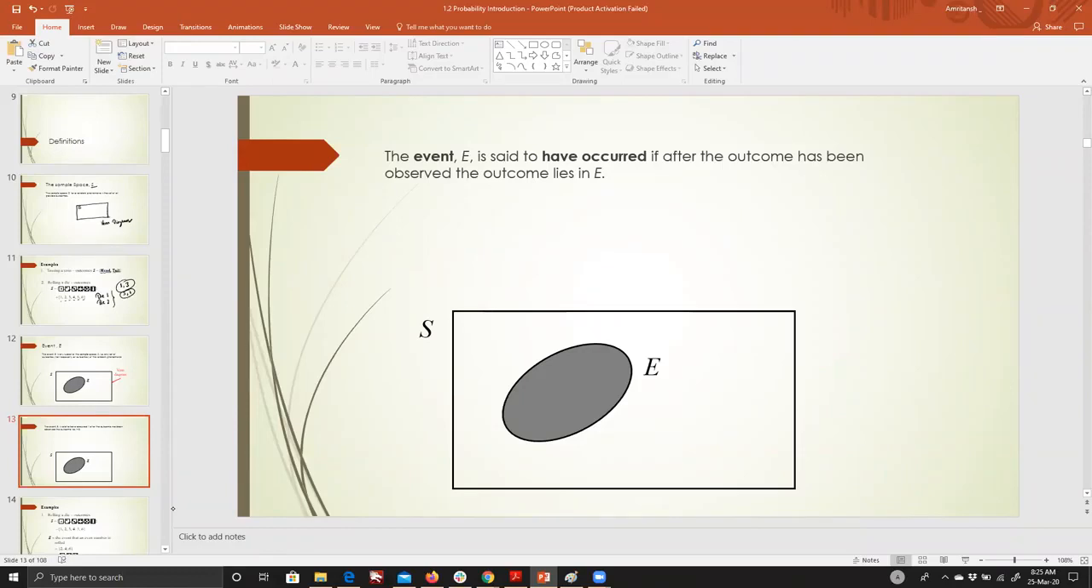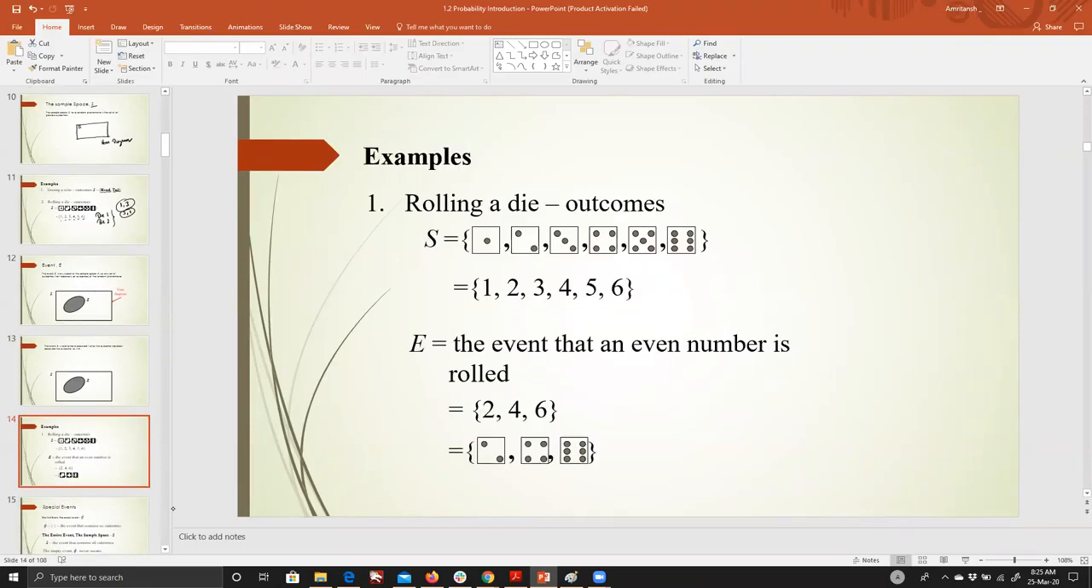So event E is said to have occurred if, after the outcome has been observed, the outcome lies in E. Let's take an example to understand this, otherwise this might become very confusing. Rolling a die, what are the possible outcomes? All the possible outcomes: 1, 2, 3, 4, 5, 6, correct. Now event E could be that an even number is rolled.